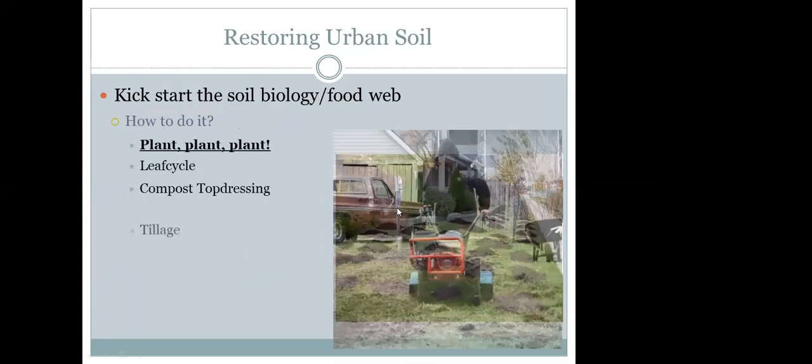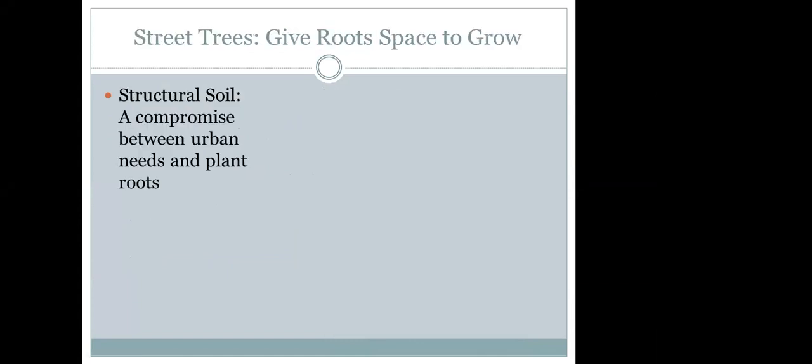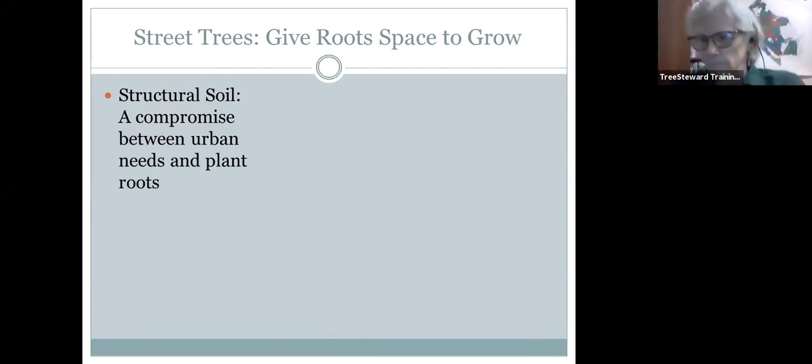So leaf cycle, compost top dressing, tillage, urban soil rebuilding. And I did want to talk very briefly about some of the very specific things that you'll see urban localities do to help street trees get up and running. So this isn't stuff that you would really do on your own property. This is something that more like the county government or city government might do.